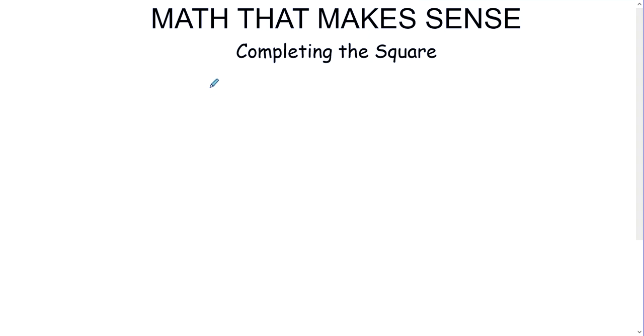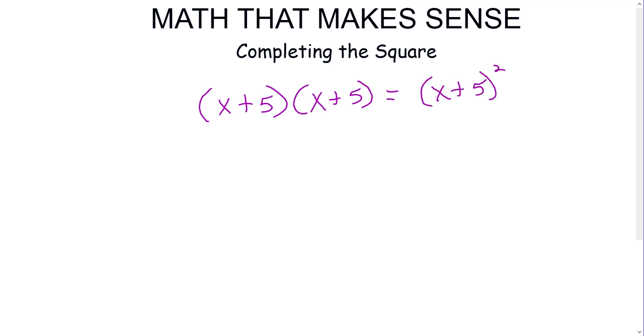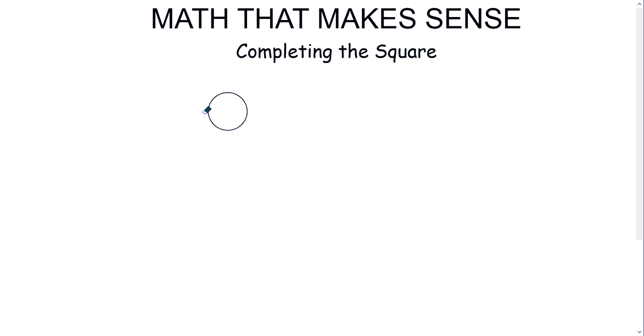So if we had an equation, remembering back, let's just take x plus 5 times x plus 5. We know that that's the same as the perfect square of x plus 5 squared. So knowing that, we're going to start with an easy equation this time.